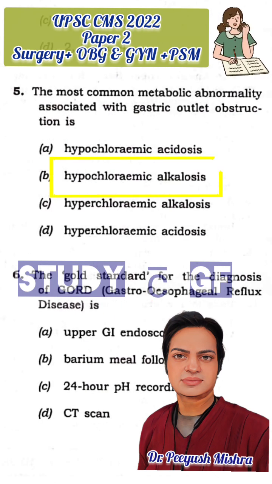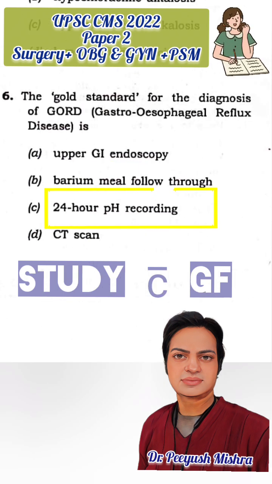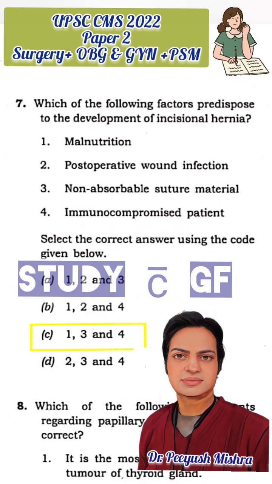Most common metabolic abnormality associated with gastric outlet obstruction: hypochloremic alkalosis. The gold standard for diagnosis of GORD, gastroesophageal reflux disease, is 24-hour pH recording. Which of the following factors predispose to the development of incisional hernia? Malnutrition, postoperative wound infection, immunocompromised patient.